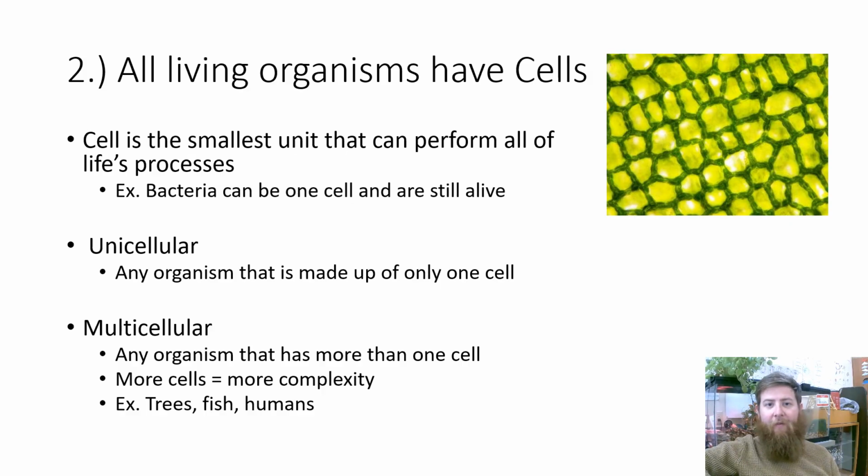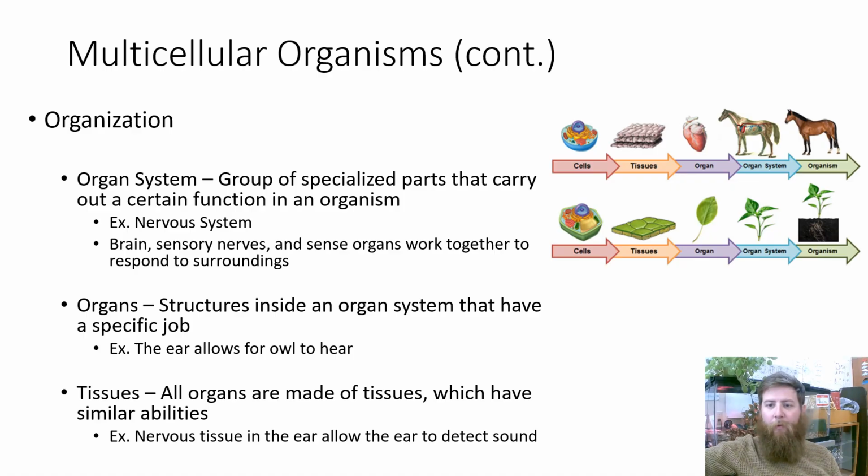The next thing is that they all have cells, and the cell is the smallest unit that can perform all life's processes. Some examples of this: bacteria can be one cell and still be alive. Plants can have very few cells and still be alive. If something is unicellular, it is only one cell. If it's any more than that, it's multicellular. And more cells usually means more complexity. It means you have the ability to make flowers and roots and stems and leaves. So things like water lilies and trees and the grasses are all multicellular.